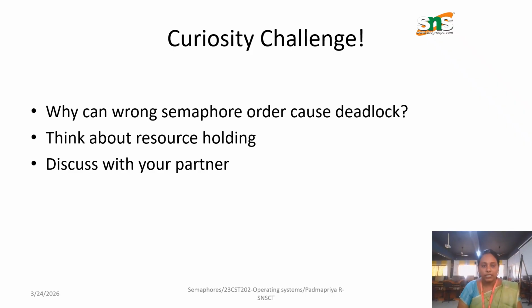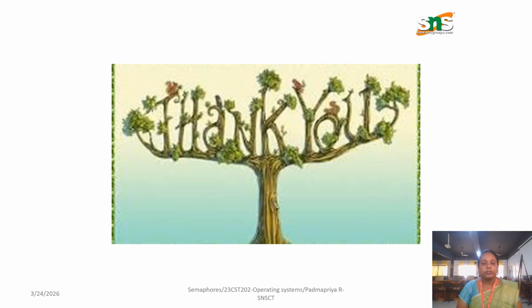And a curiosity challenge: why can wrong semaphore order cause deadlock? Think about resource holding. Discuss with your friends. You can get the solution for your questions. And thank you.